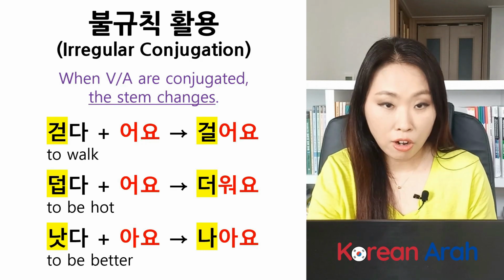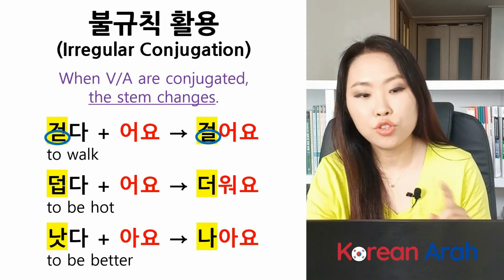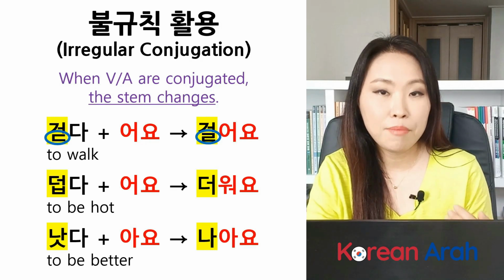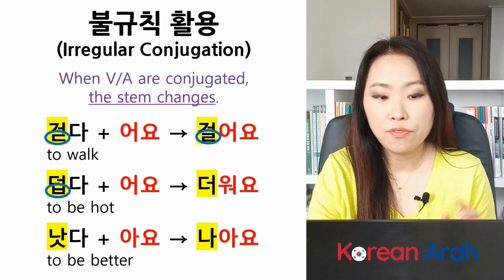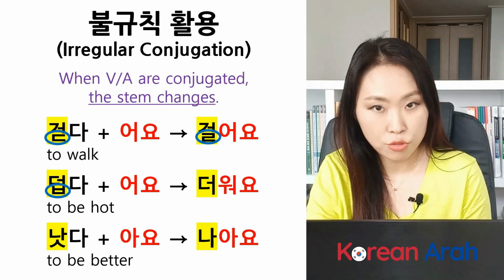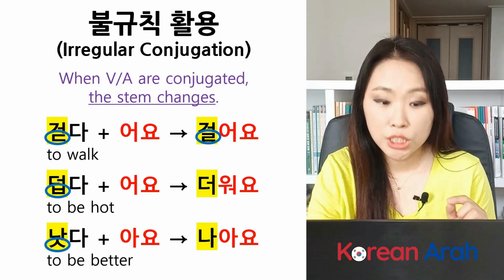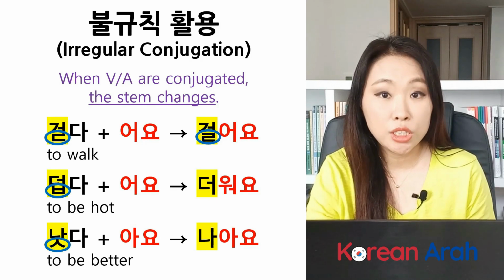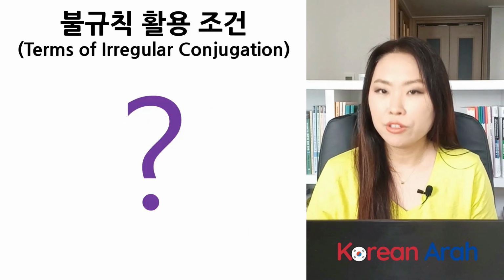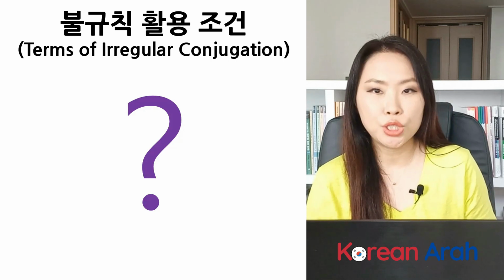The stem 걷 has the final consonant 디귿, but after conjugation it changes to 리을. And the stem 덥 has the final consonant 비읍, but after conjugation, 비읍 is dropped. And 낫다, the final consonant 시옷, after conjugation, 시옷 is dropped. Then, when do irregular conjugations happen? There should be certain conditions.